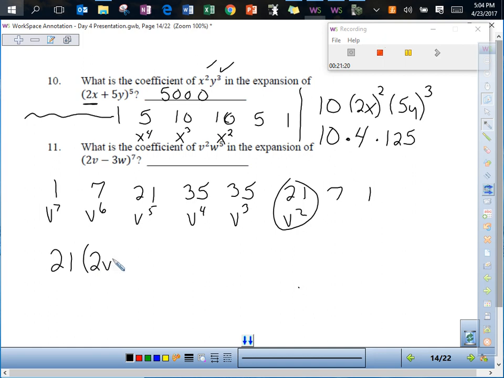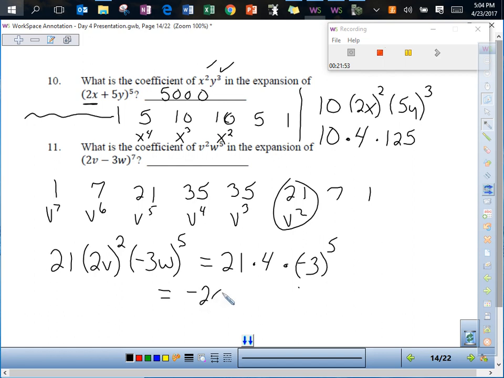I'm also going to have a 2v to the 2nd, because that's what the problem says, times a negative 3w to the 5th. Now, we're just worried about the coefficient. So I'm going to take my 21 times 2 squared times negative 3 to the 5th. Run that through your calculator. You're going to see that the coefficient for that one is going to be negative 20,412. So there's what we got going so far.